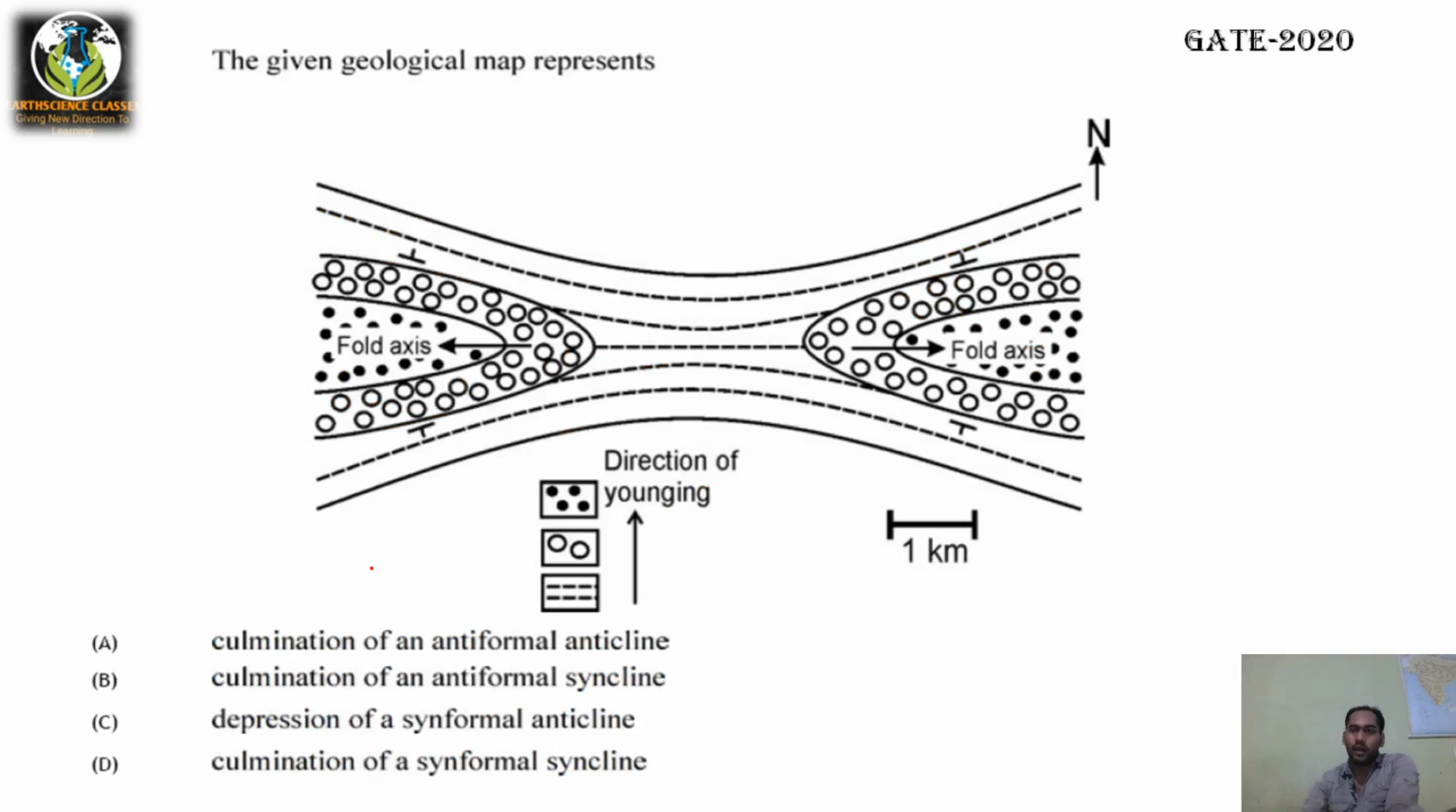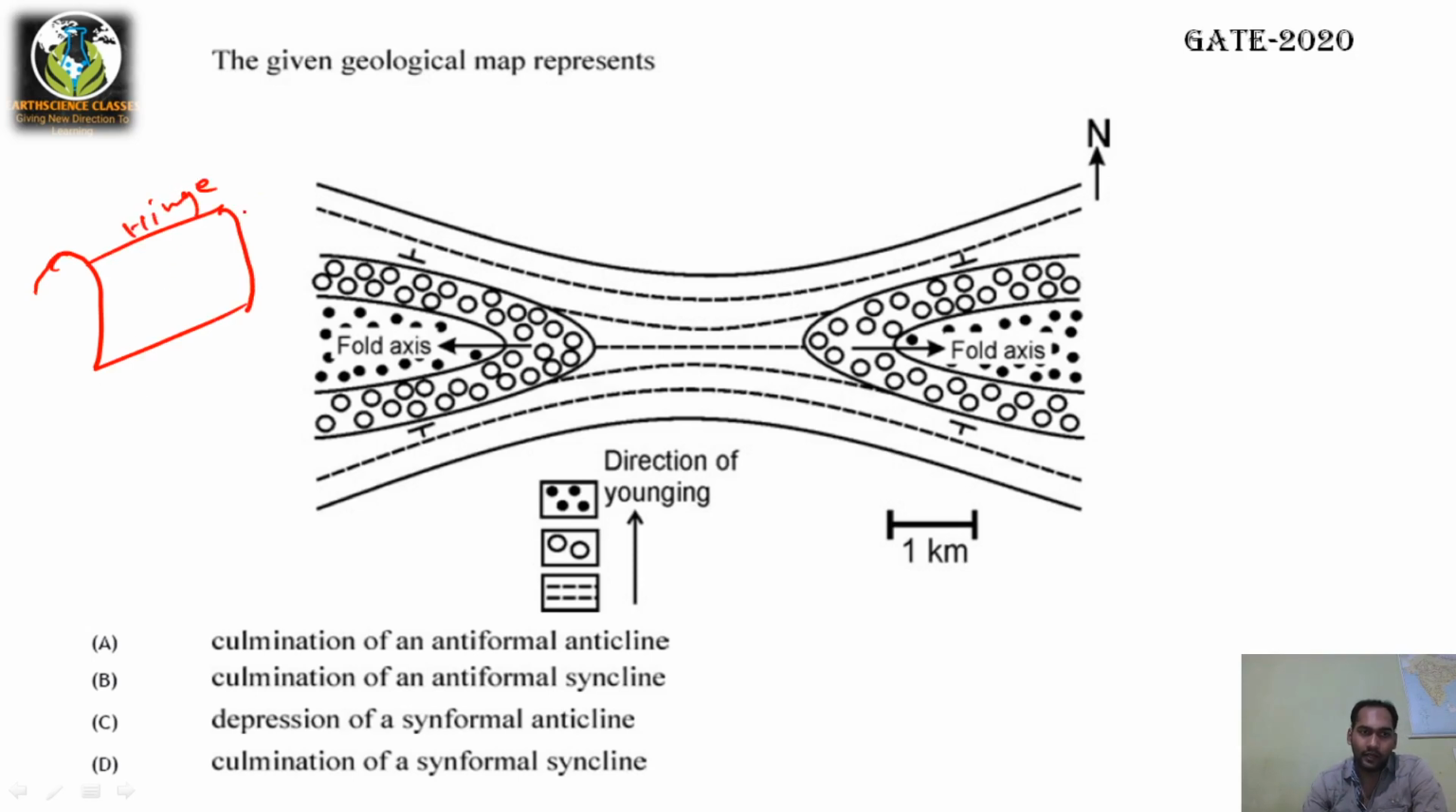So this is from GATE 2020. This is asking about culmination of antiform or culmination of synform, or depression of antiform and depression of synform. So this is a part of your previous year GATE paper. Okay, so this is a fold. Let me start with this. This is a fold, and it is the hinge line.